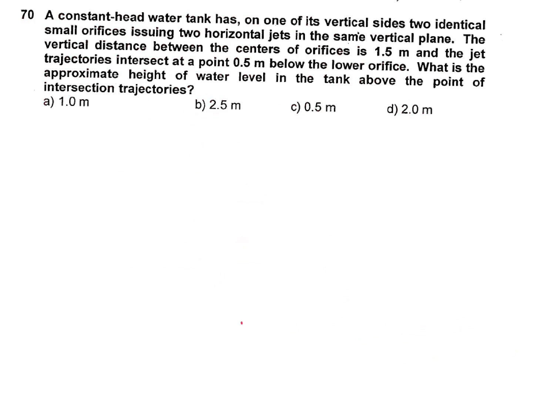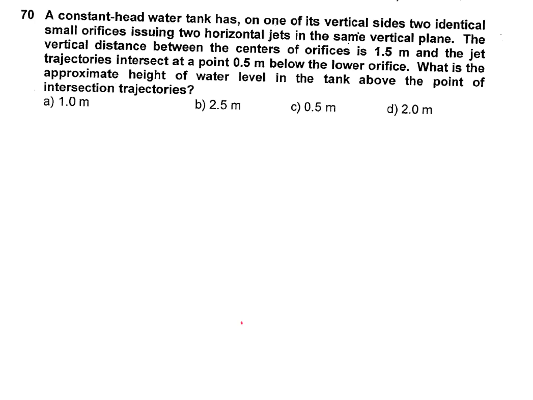A constant head water tank has on one of its vertical sides two identical small orifices issuing two horizontal jets in the same vertical plane. The vertical distance between the centers of orifices is 1.5 meter and the jet trajectories intersect at a point 0.5 meter below the lower orifice. What is the approximate height of water level in the tank above the point of intersection of trajectory?